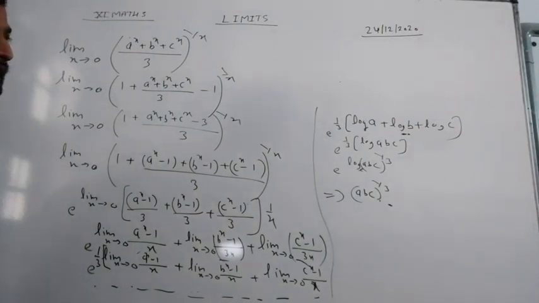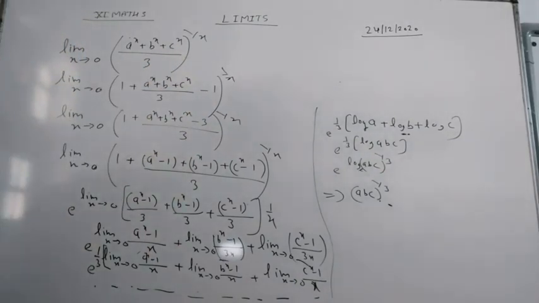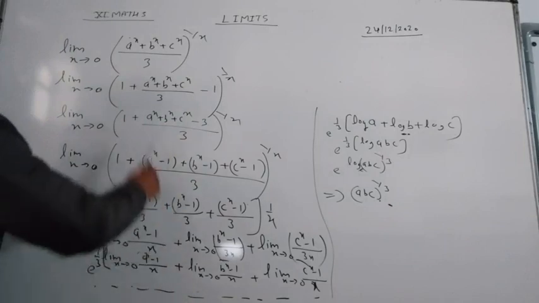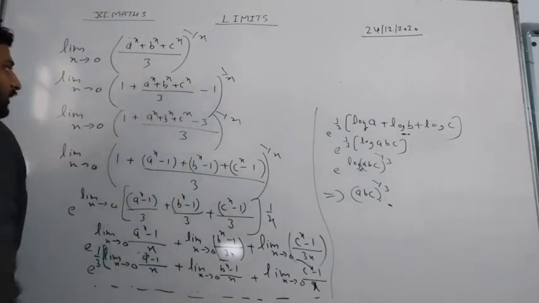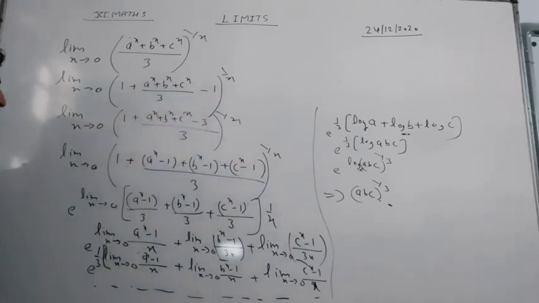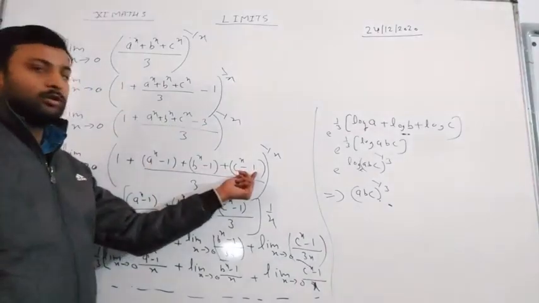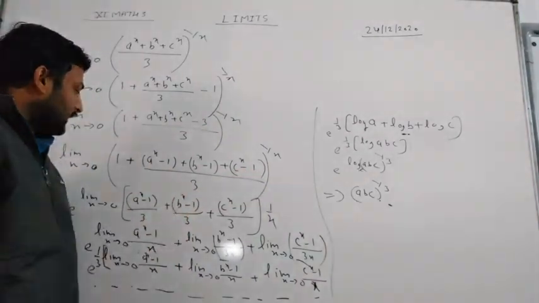Let's see once again, this is a very important question. Limit x tends to 0, (a to the power x plus b to the power x plus c to the power x by 3) the whole power 1 by x. First, we have added 1 and subtracted 1. Now keep this part 1 and take the LCM here. We get 1 plus (a to the power x minus 1 plus b to the power x minus 1 plus c to the power x minus 1) by 3.